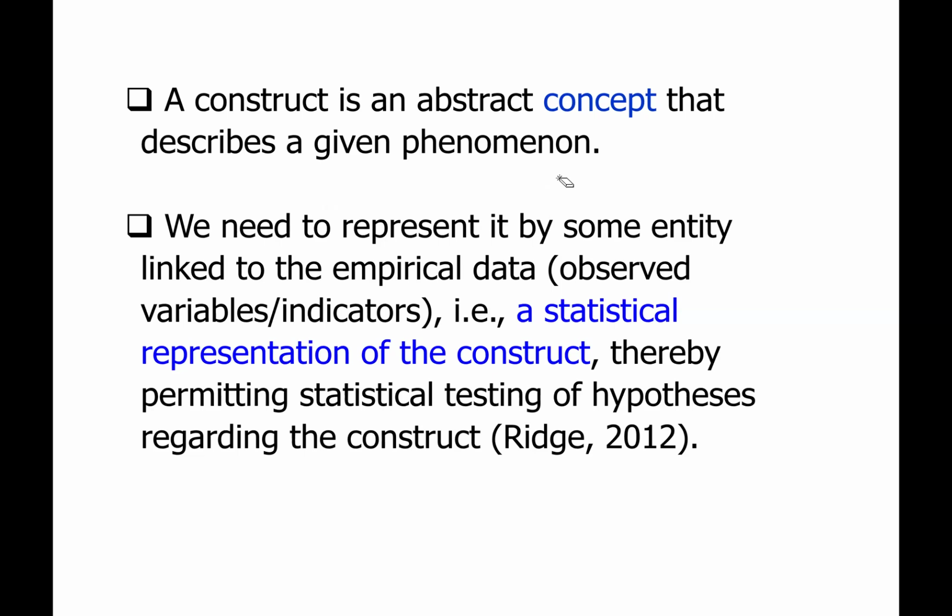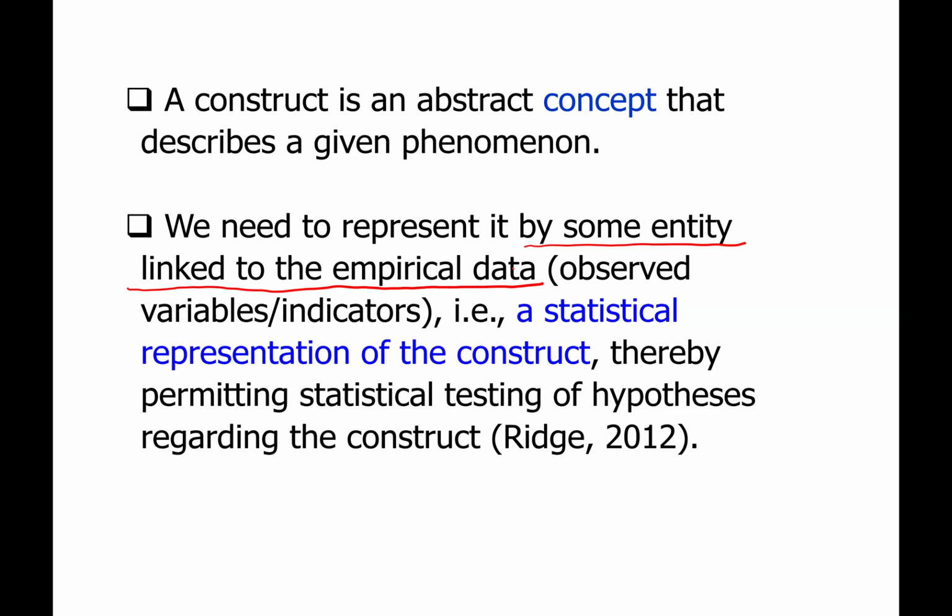But as I said, a construct is simply an abstract concept, which means it is not directly measurable, just in all sort of our conceptual consideration. This is why in statistical modeling or statistical analysis, we need to represent each construct by some entity directly linked to the empirical data, also called observed variables or indicators. And this kind of process is called a statistical representation of a construct. We'll see some more examples later on about these statistical representations. But by doing so, we can now test various hypotheses among different constructs statistically.